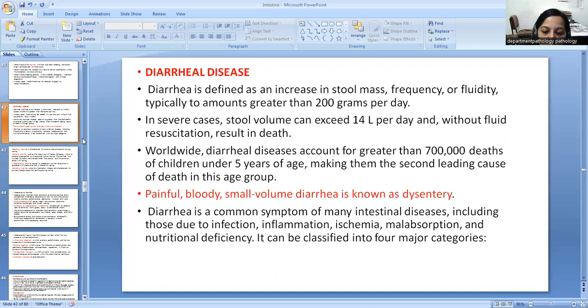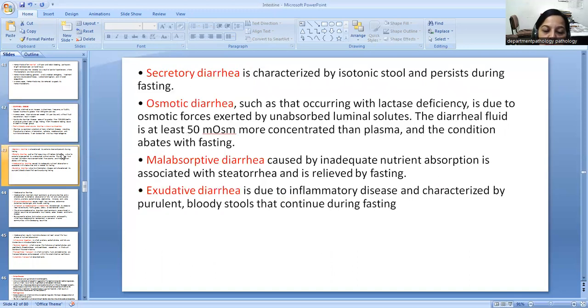Diarrhea is a common symptom of many intestinal diseases, including those due to infection, inflammation, ischemia, malabsorption, and nutritional deficiency. It can be classified into four major categories: secretory, osmotic, malabsorptive, and exudative. Secretory diarrhea is characterized by isotonic stool and persists during fasting. Osmotic diarrhea, such as that occurring with lactase deficiency, is due to osmotic forces exerted by unabsorbed luminal solutes.